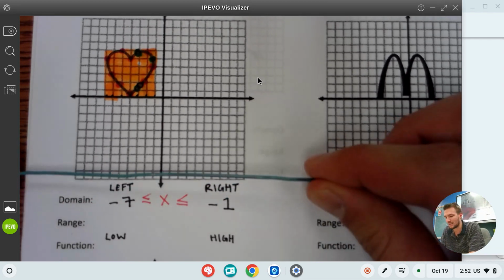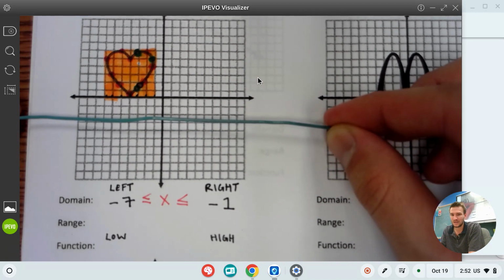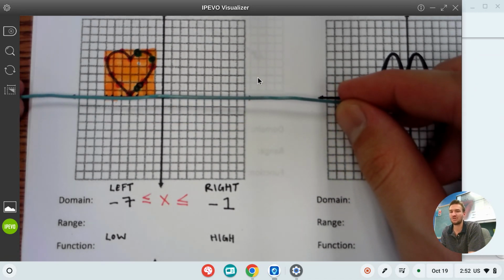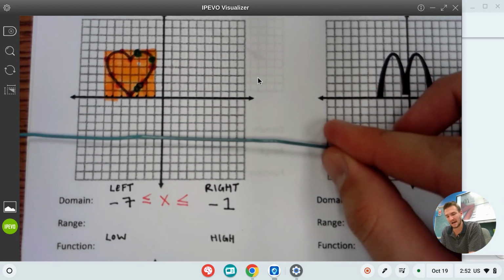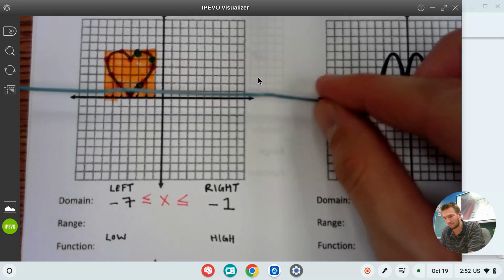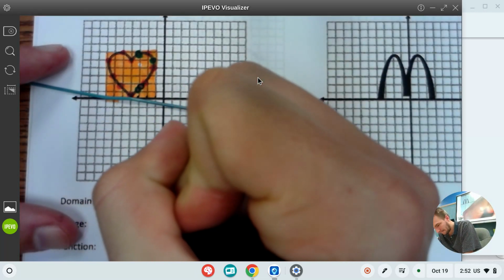So what is the lowest place that we could find our heart? 0. I agree with you. It is a 0 y value. I think that's perfect. It's not at -5, it's not at -4, not at -3, not at -2, not at -1, but at 0, that's where our heart starts. So we're going to put a 0 here.